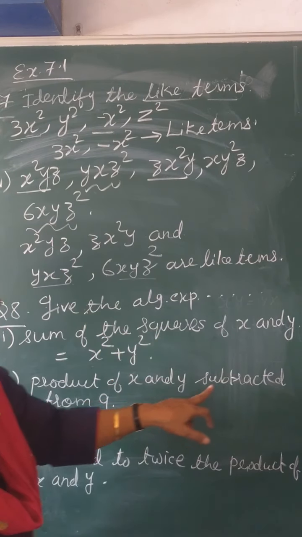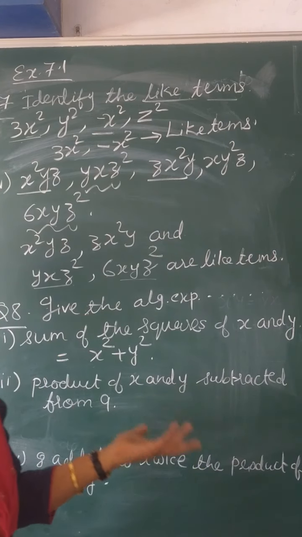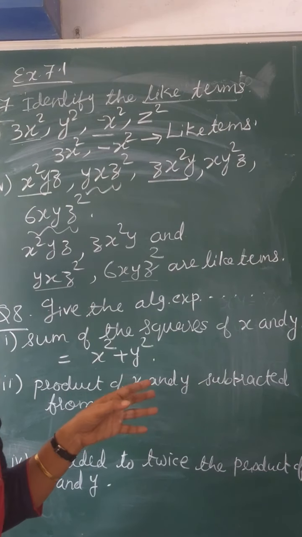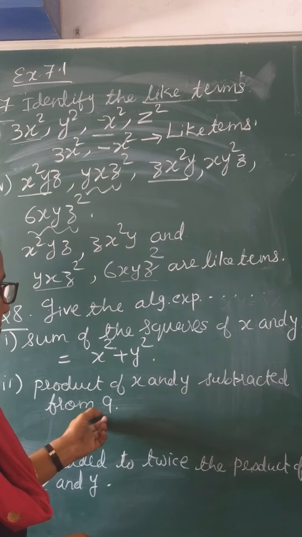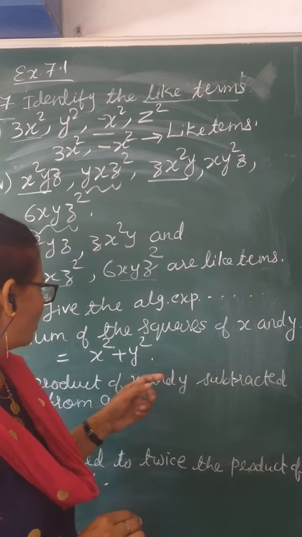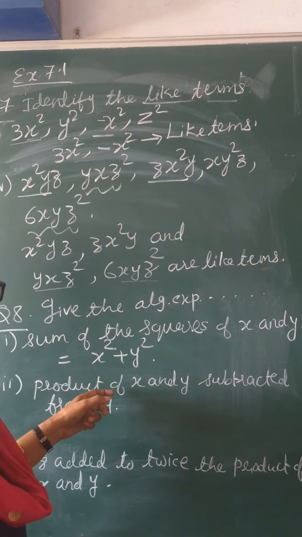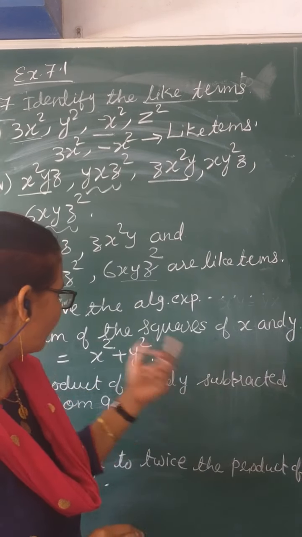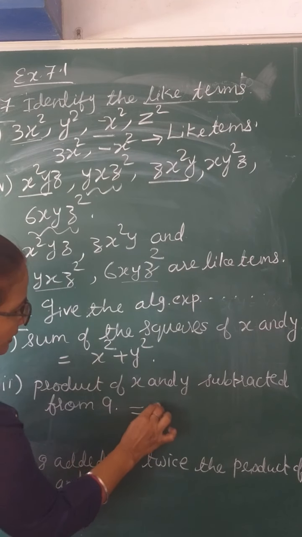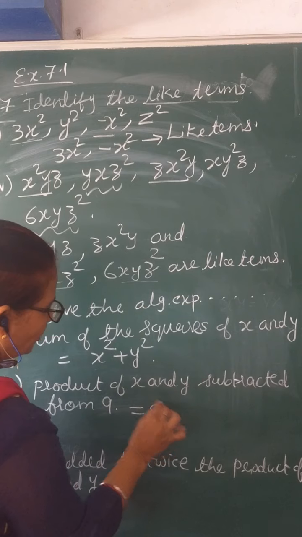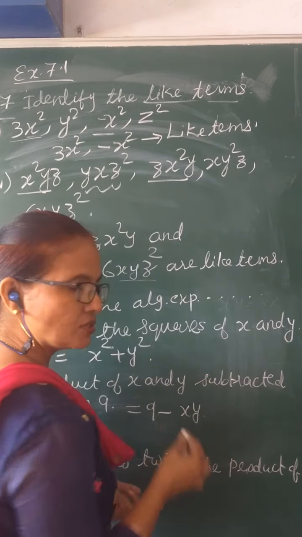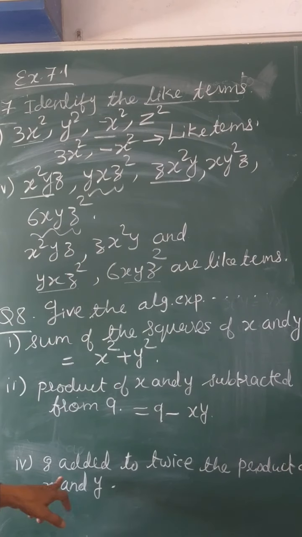Now let's see this one. Product of x and y subtracted from 9. I already told you whenever subtracted from is there, whatever is written after the word from, you have to write first. So you have to subtract the product of x and y from 9. So what will you write first? 9. From 9, you have to subtract the product of x and y. Product of x and y means xy. Now let's see this one.